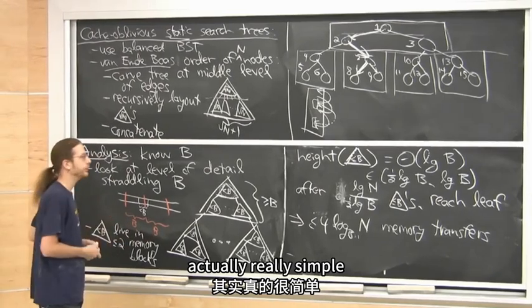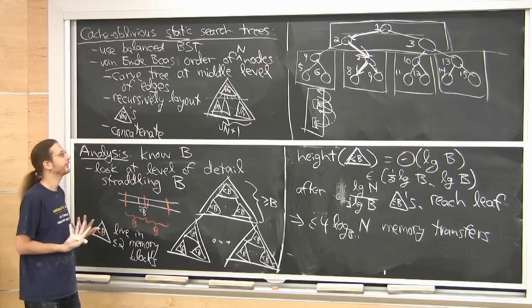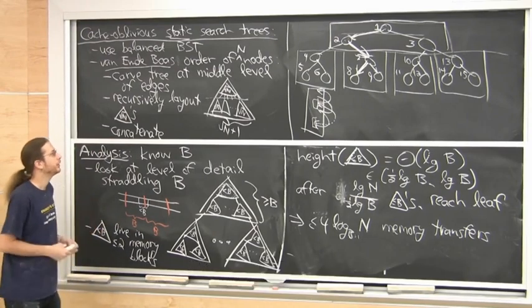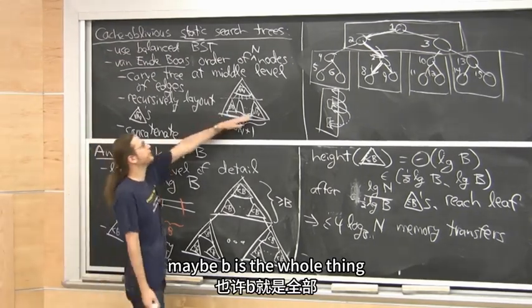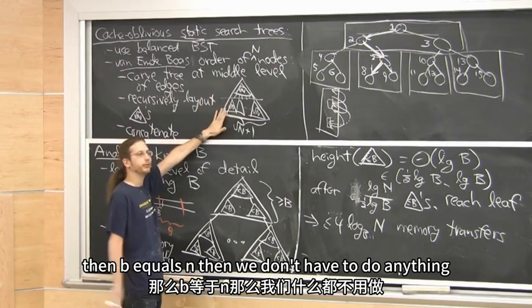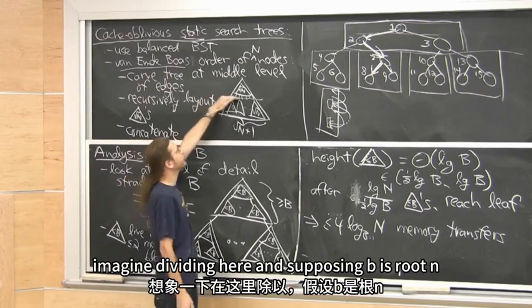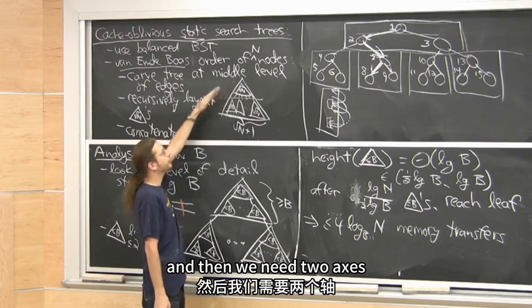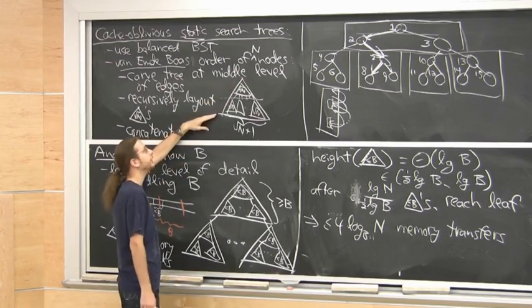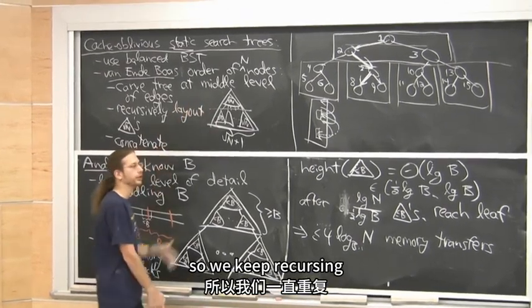Actually really simple. Essentially what we're doing here is binary searching on b in a kind of weird way, using divide and conquer and recursion. So we say, well, maybe b is the whole thing. Then b equals n, and we don't have to do anything. Everything fits in a block. Otherwise, let's imagine dividing here and supposing b is root n, and then we need 2 accesses. But b might be smaller than that, so we keep recursing, keep going down.